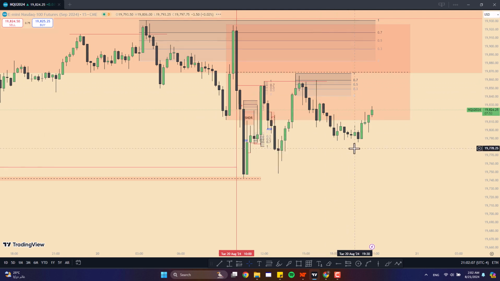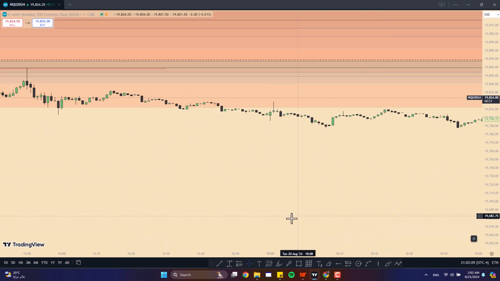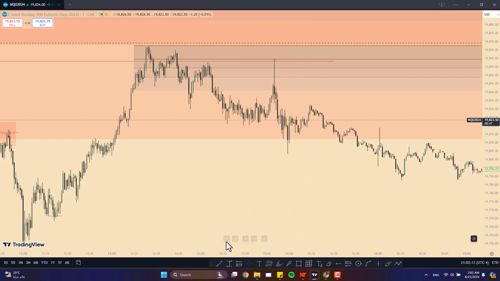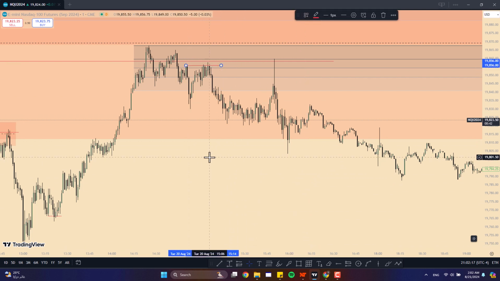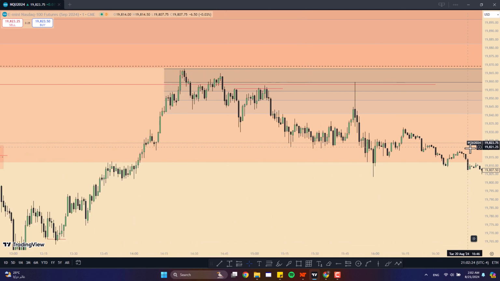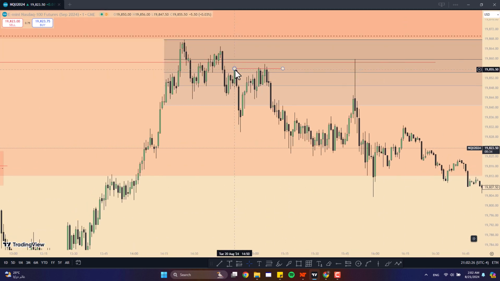If we go to the 1 minute, I believe we can see a couple of sweeps here. So here's another sweep. Here's another beautiful sweep here. We have this first stop. Okay, so this is what I was talking about. So this high made a new low, market structure break.